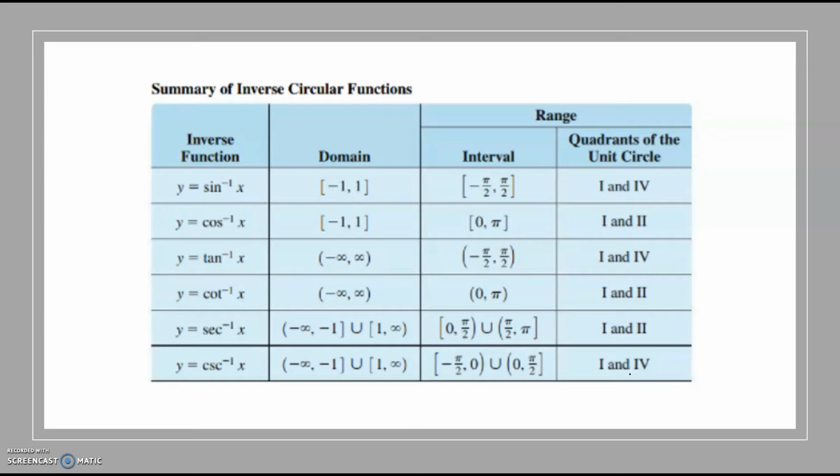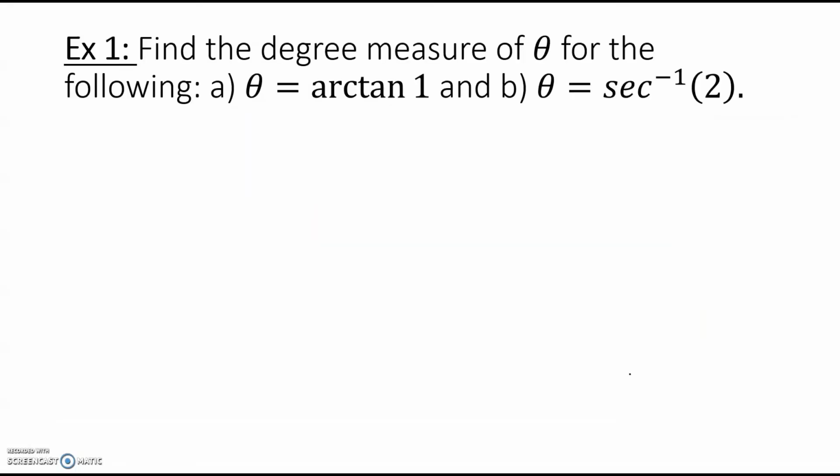and I think we'll use one of these other ones as well. So we want to find the degree measure. This one specifically says find the angle in degrees. We want to find the degree measure for the following. And the first one is arctangent of 1 equals theta. If I rewrite that for part A, this is the same as saying tangent of theta equals 1. We want to know, where does the tangent of theta equal 1?